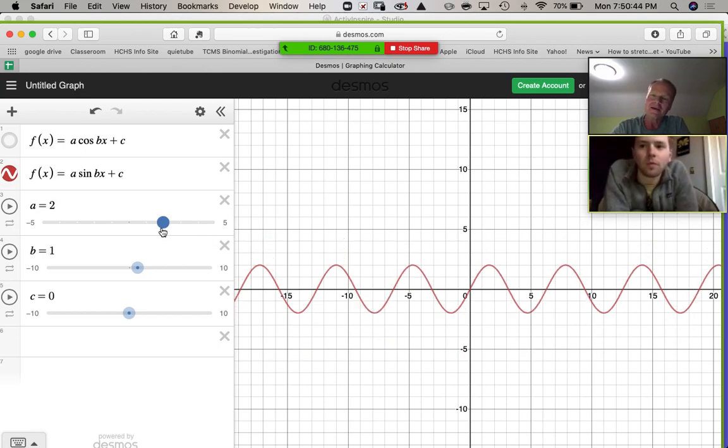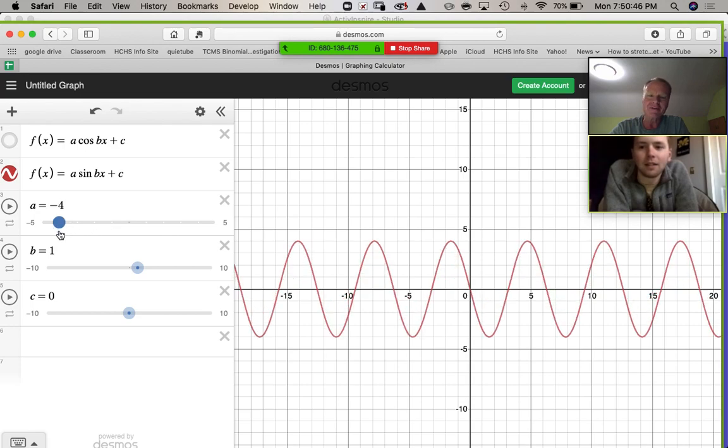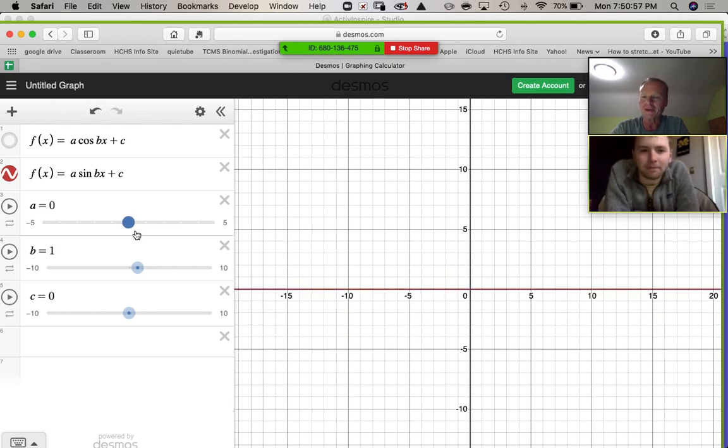Now, technically, Mr. Dillon, we have negatives on here, but we don't really want to talk about negatives tonight, do we? Because that's going to be a reflection across the x-axis, and that's not in today's lesson plan. We're not really talking about that. That's interesting. It makes a straight line. Can anybody tell me why when A is 0, it's a straight line?